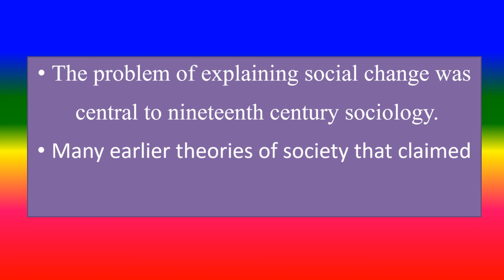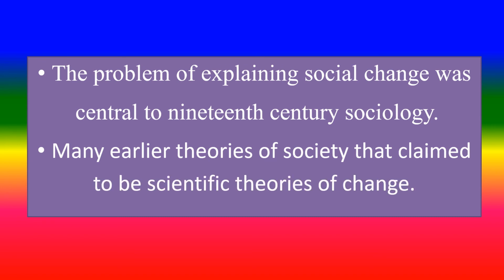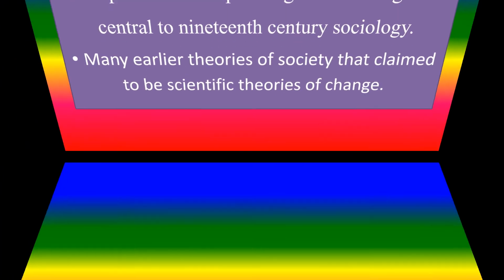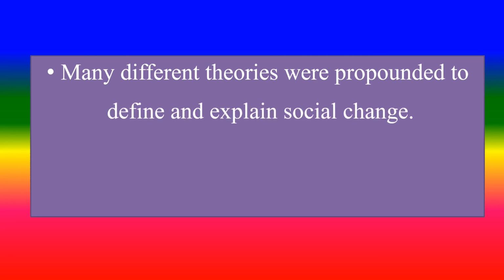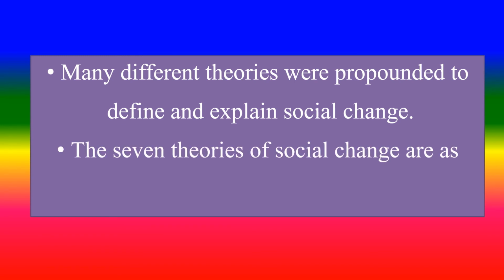Many early theories of society claimed to be scientific theories of change. Many different theories were propounded to define and explain social change. The 7 theories of social change are as follows.